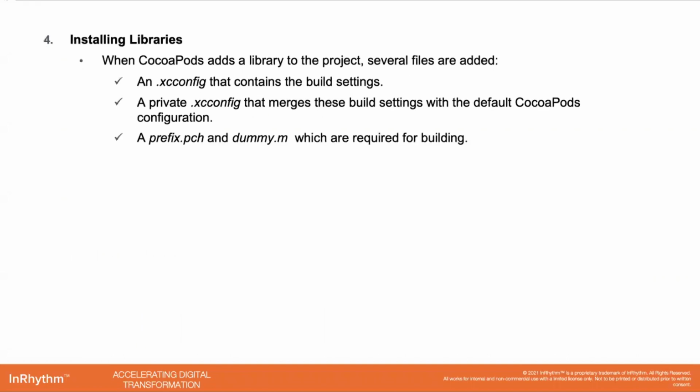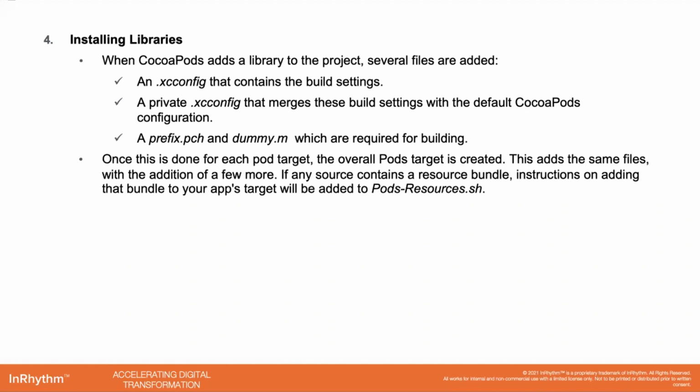So the next step, installing libraries. Basically, when CocoaPods adds a library to the project, a few more additional files are being added. Just briefly wanted to mention a couple of files which are xcconfig, which contains build settings, and another private xcconfig which merges these build settings with the full CocoaPods configuration. Also prefix.pch and dummy.m, which are required for building. Just if you see these files, you'll know where they come from.